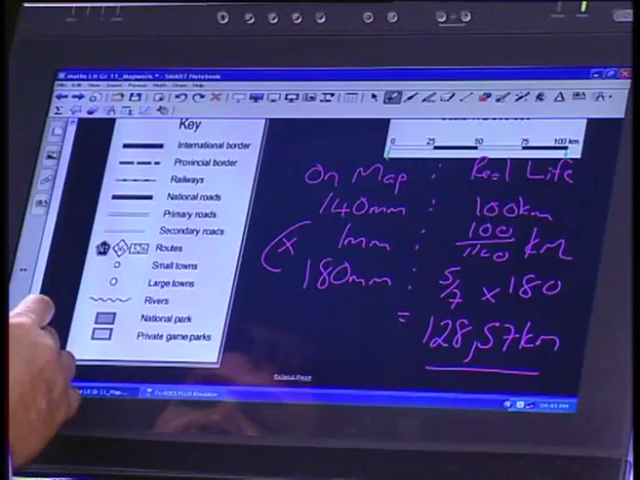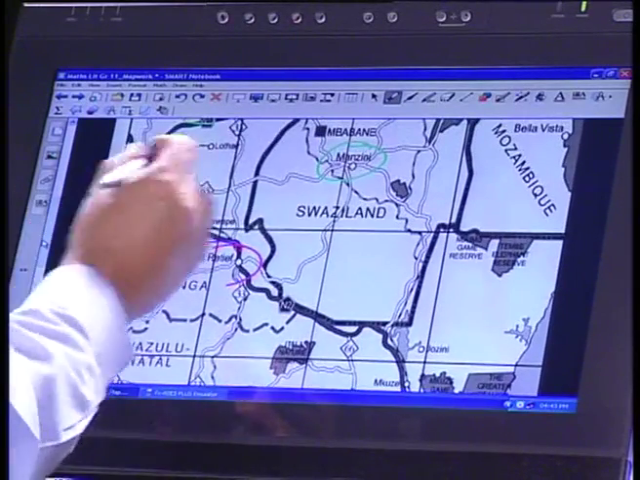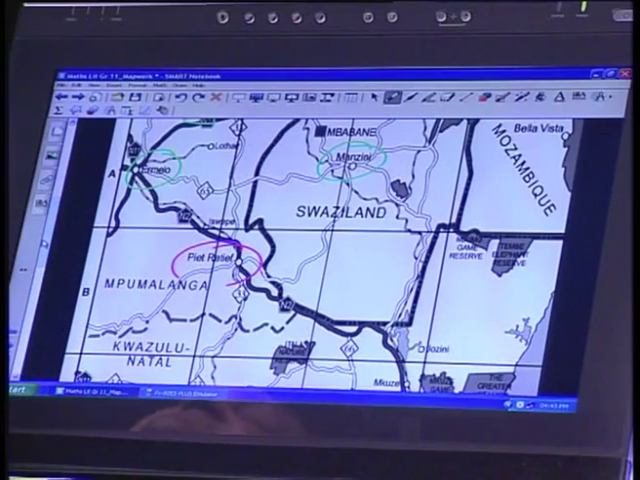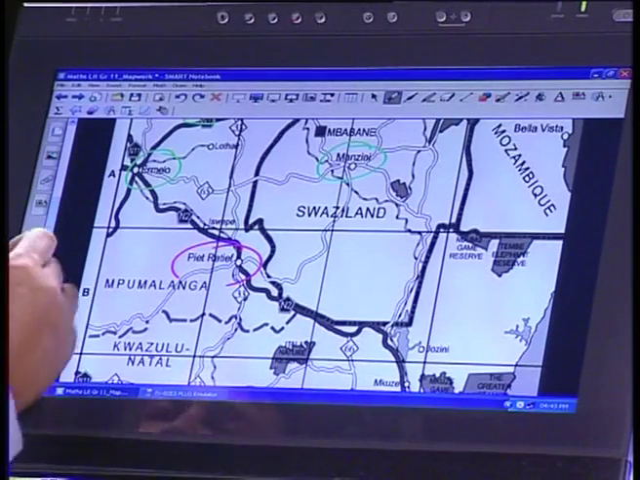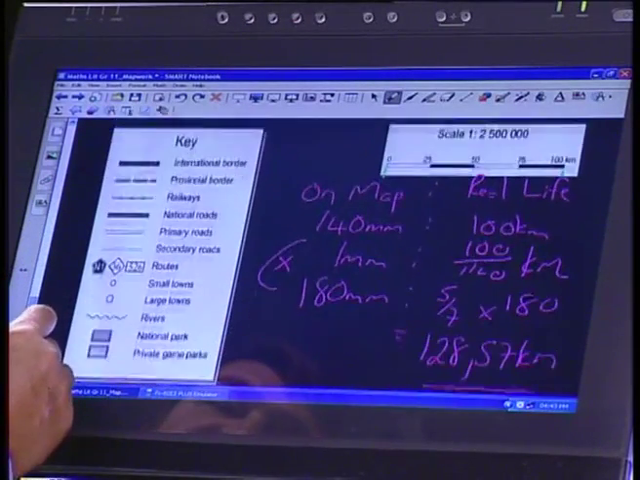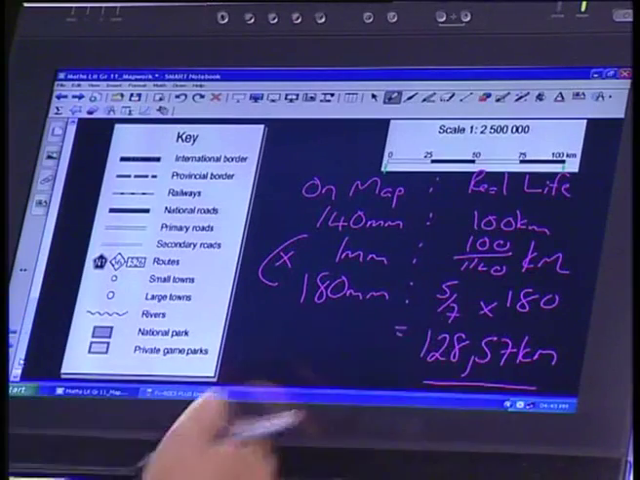Now, so we've answered the question. If we take off in an aeroplane and fly between the two towns of Ermelo and Manzini, I'm going to have a distance of 128.57 kilometers. Okay, there it is over there.